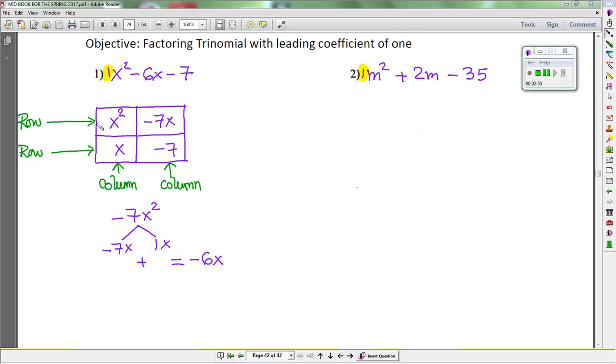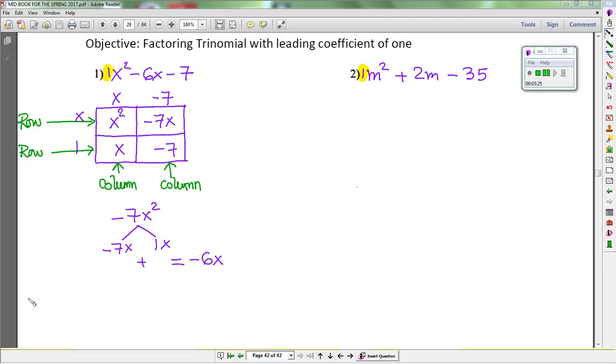So I'm going to look at each row now. Let's start with the first row. These two terms only have x as a common factor, so put the common factor outside. And look at the next row. These two terms have nothing as a common factor, so you just put 1. Now let's look at the columns. In this column, x squared and x have x as a common factor. The next column, they both have negative 7 as a common factor.